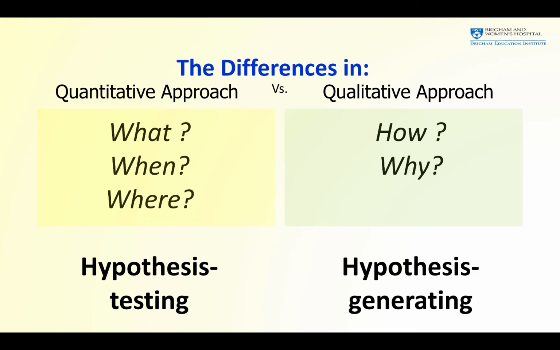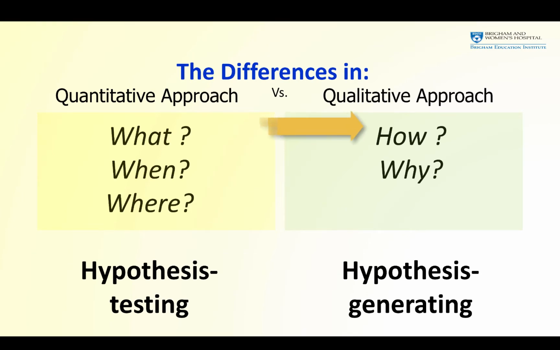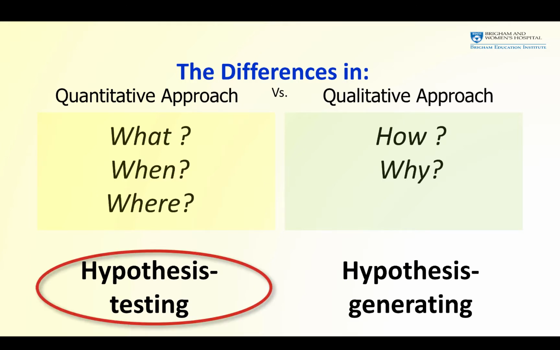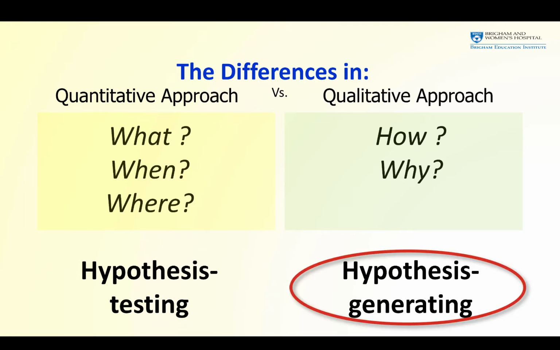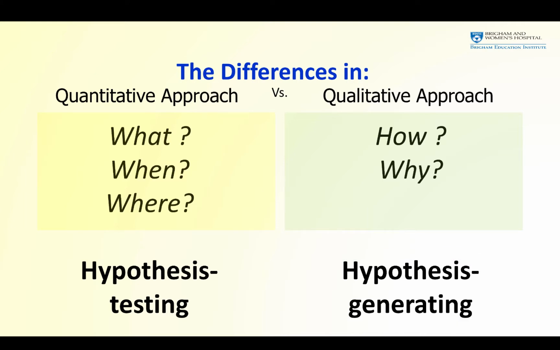Some people will say that the quantitative approach is much more what, when, and where, but the qualitative approach is much more how and why. Some people will say quantitative approaches are hypothesis testing. We have a hypothesis, let's determine if it's true or not. But a qualitative approach is more hypothesis generating. We take an observation, we develop a theme, and we wonder what is behind that or why did that happen.